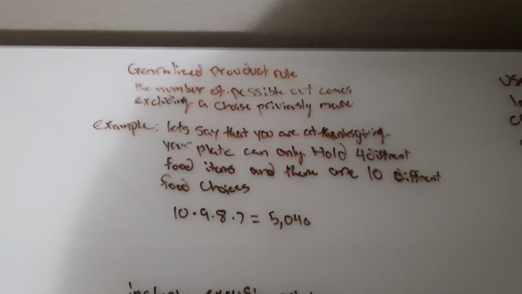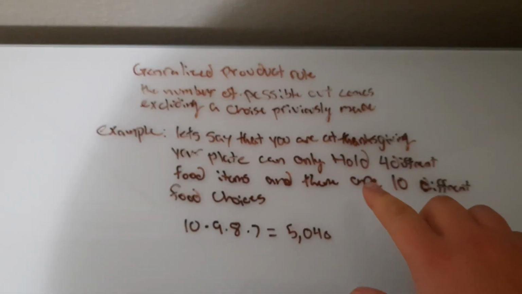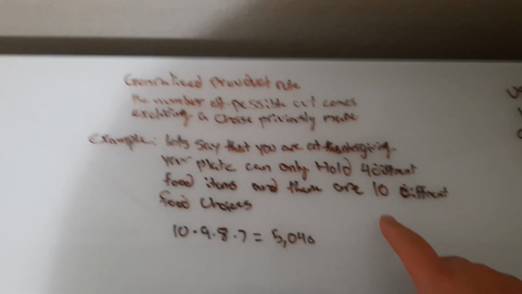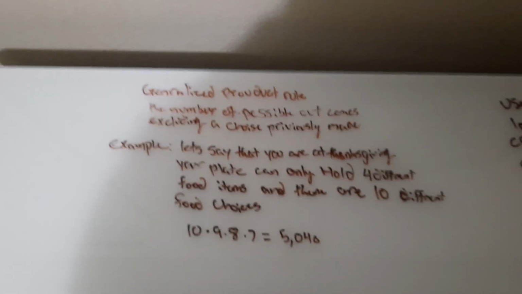And this is because slowly but surely you're taking up a different slot of that fourth one, and you're counting down the number of possible choices of the food itself, assuming that, of course, you don't repeat.